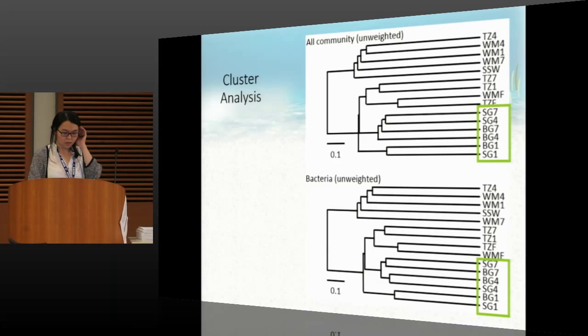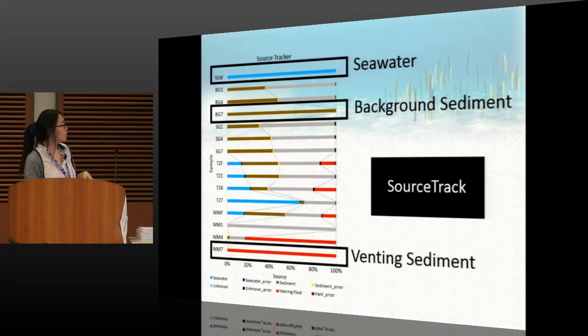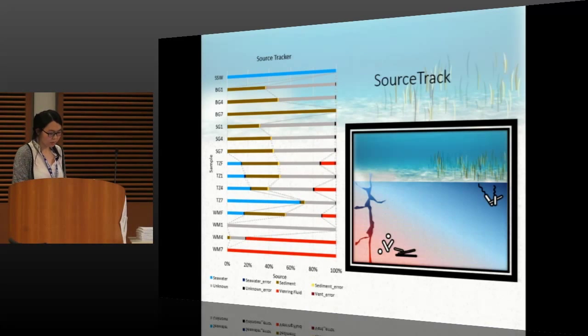And the next part, I use SourceTracker to check the microorganisms, how they mix with the seawater and the venting fluid. So I set up 3 different sources, like seawater, background sediment, and the venting sediment. So based on this result, the white mat area, they definitely dominate with the vent sediment microbial community.